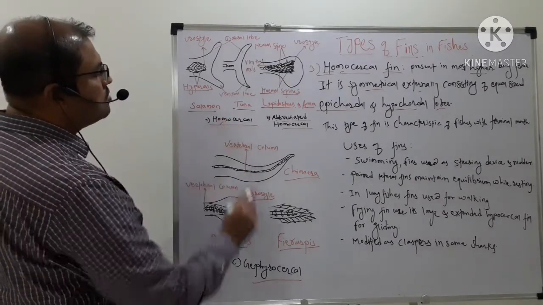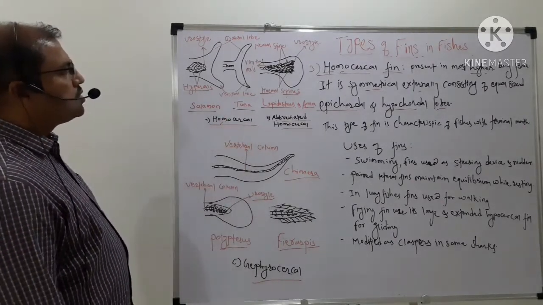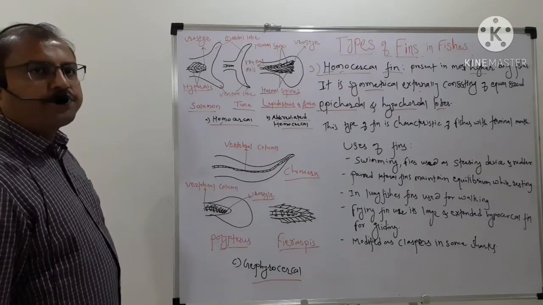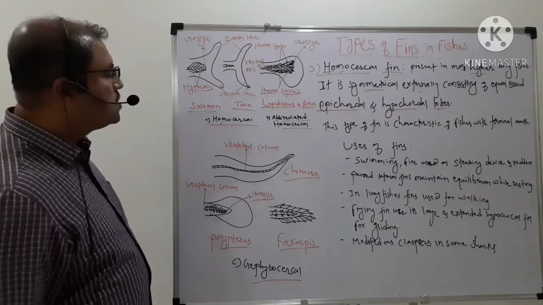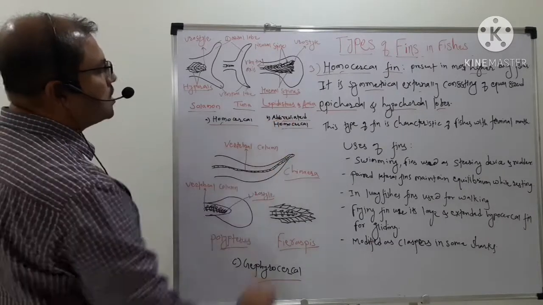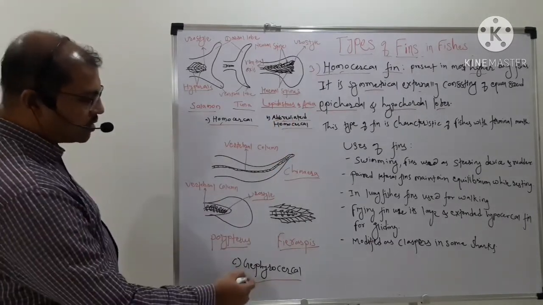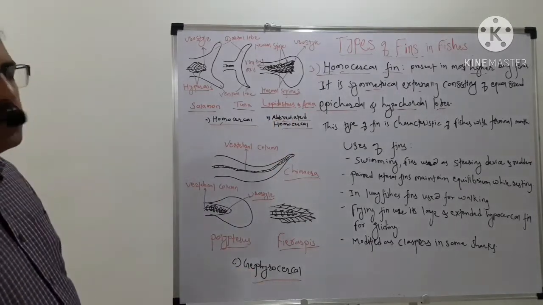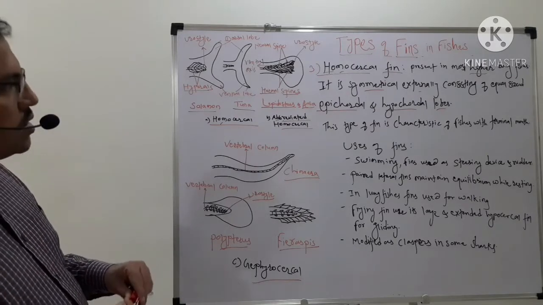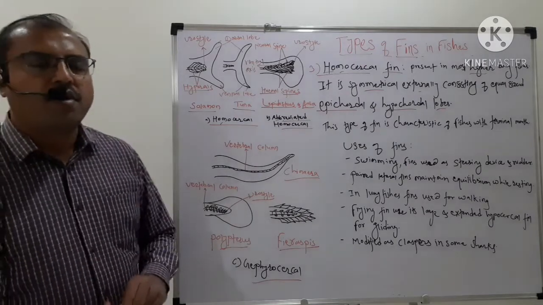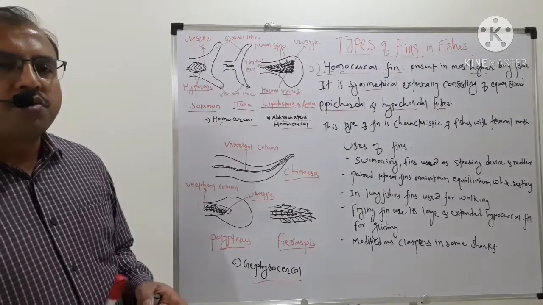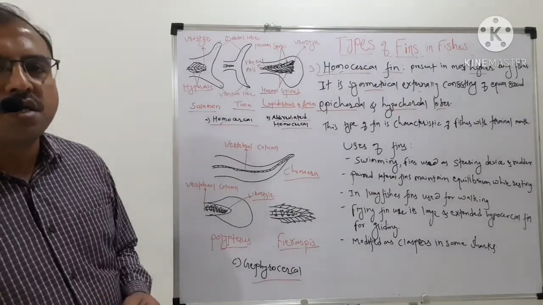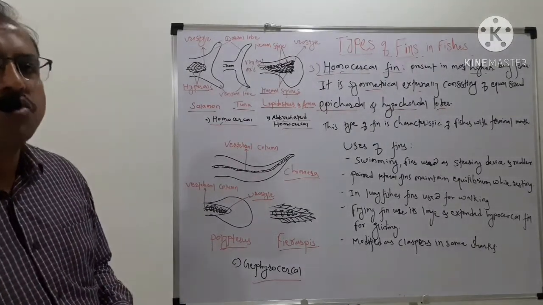It is the simple homocercal showing two similar epicaudal and hypocaudal lobes. Then the second is abbreviated homocercal, and third is Gay-Farrow cercal. So these are the three different types of caudal fin: one is protocercal, second is heterocercal, and third is homocercal.